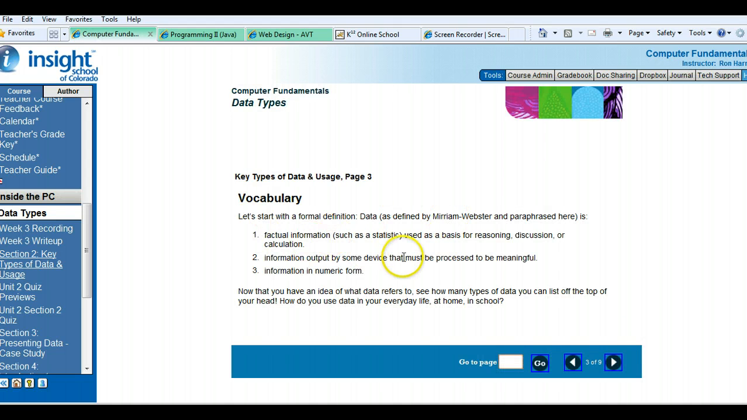So formal definition. This is really the best definition of data. Factual information like statistics used as a basis for reasoning, discussion, or calculation. That's really the common definition of data. So data is not only this information, but it's also information that is usable for reasoning, discussion, or calculation.